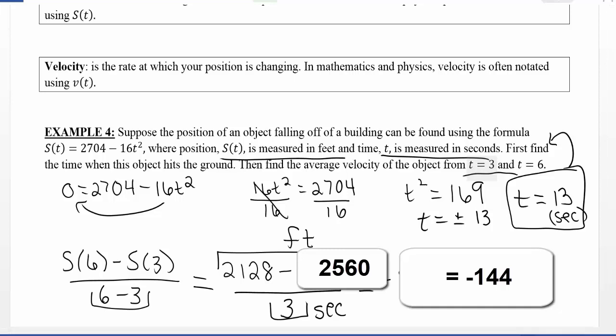The negative tells me that my object is falling in the downward direction. I could be talking about tossing a ball upward, and I may have a positive velocity, but here it's going to be negative because it's falling. So here, the average velocity of this object is negative 144 feet per second. So that means it's going to fall by 144 feet for every 1 second that goes by, on average, between time equals 3 and time equals 6.